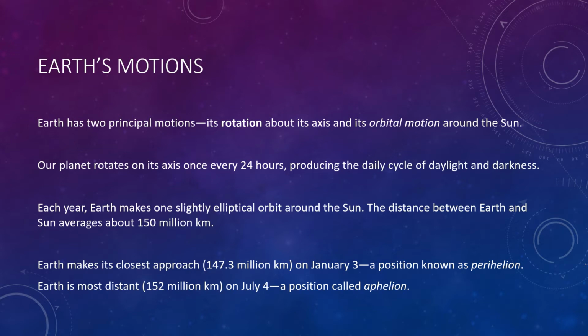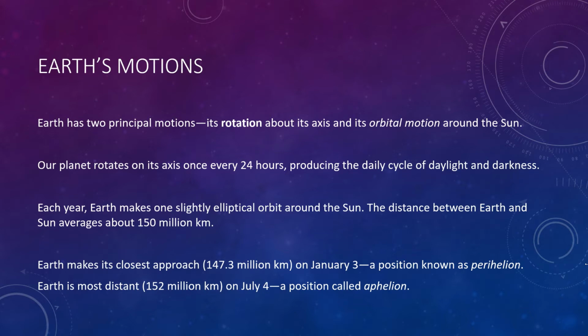Each year, Earth makes one slightly elliptical orbit around the Sun. The distance between Earth and the Sun averages about 150 million kilometers, or 93 million miles. Because Earth's orbit is not perfectly circular, however, this distance varies over the course of a year.